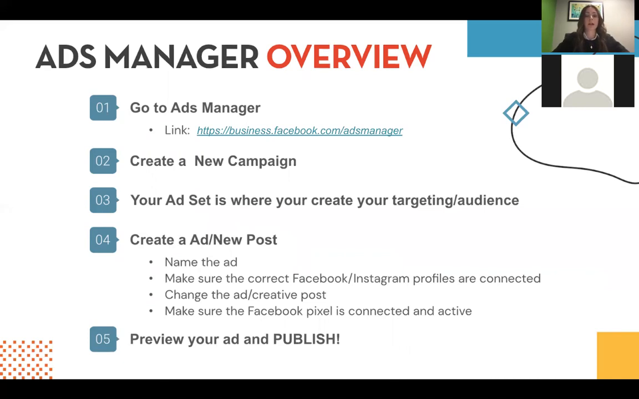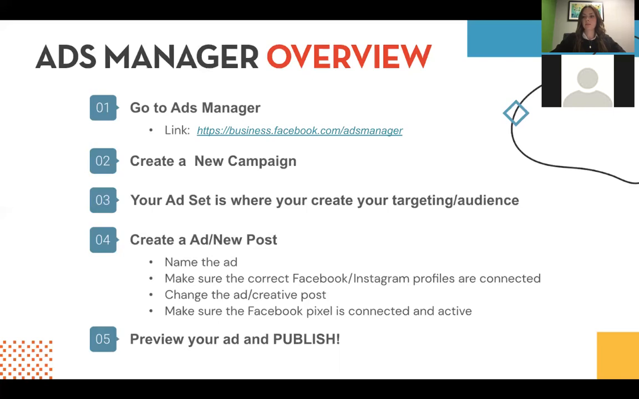We'll make sure that the correct Facebook and Instagram profiles are connected, especially if you're linked to multiple in your Business Manager. You want to make sure that you have the correct one associated with your ad. You'll upload and change the ad creative that you have prepared for your ad. The image, maybe it's a video, ad copy, all that good stuff. And then you want to make sure that your Facebook pixel is connected and active at this level as well. And then finally, you review your ad, your campaign, and everything, and you'll publish it.